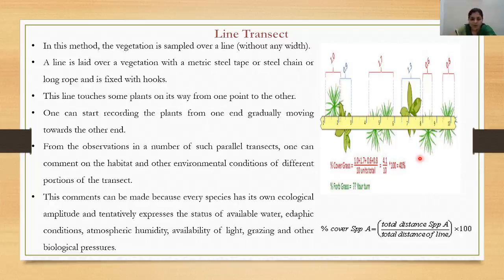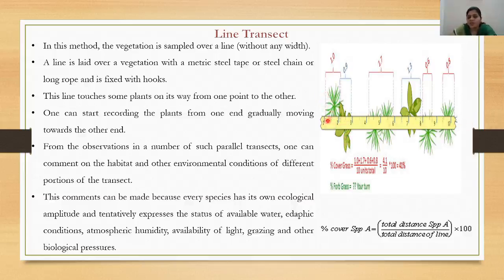One can comment on the environmental conditions of that specific region. These comments can be made because every species has its own ecological amplitude and tentatively expresses the status of available water, edaphic conditions, atmospheric humidity, availability of light, grazing, and other biological pressures. For example, here are two types of grasses shown in the picture which touch this tape. The first one is the cover grass and the second one is the fork grass.